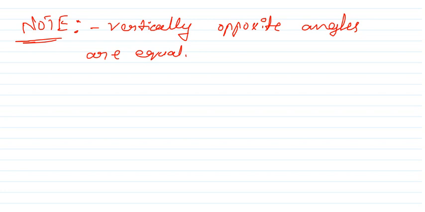Okay? So this is some basic concept of this chapter, that is lines and angles. In the next class, I will come with a new concept of this chapter, that is pairs of lines.